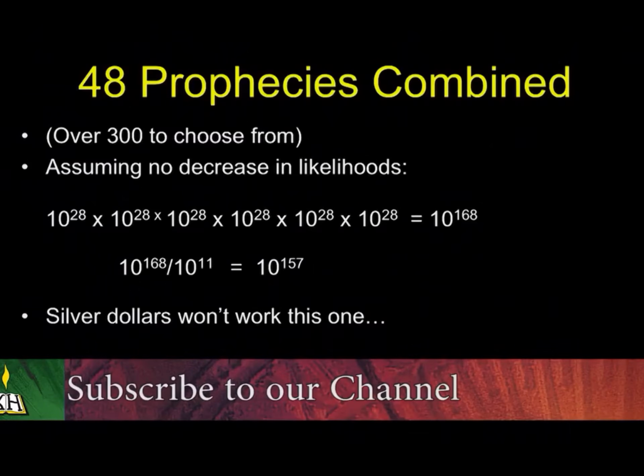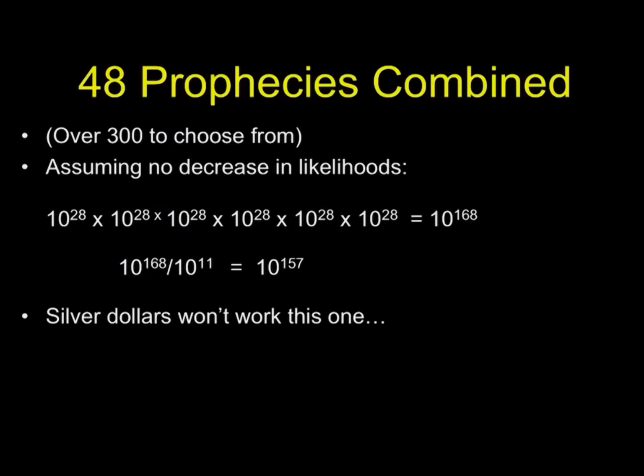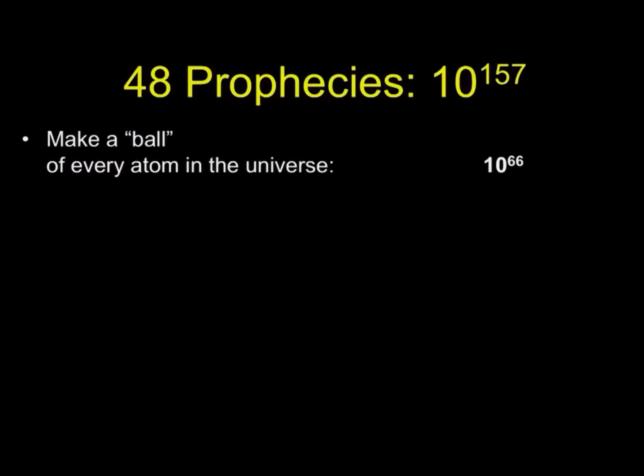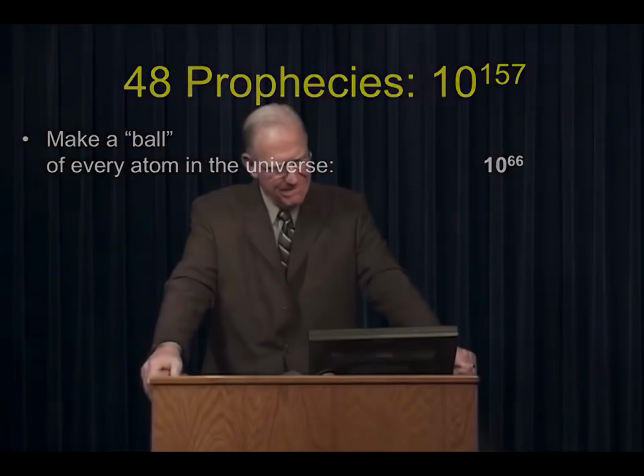How big is it? Well, the first problem I've got is silver dollars won't work. They're way too big. I need something small. I need the smallest thing you can imagine. What is the smallest thing you can imagine? An atom. Huh? How's that? It may surprise you to learn that there are estimates of the number of atoms in our galaxy. I want to make a ball of every atom in our galaxy. It turns out there's a commonly accepted estimate among scientists of about 10 to the 66th atoms in our galaxy.